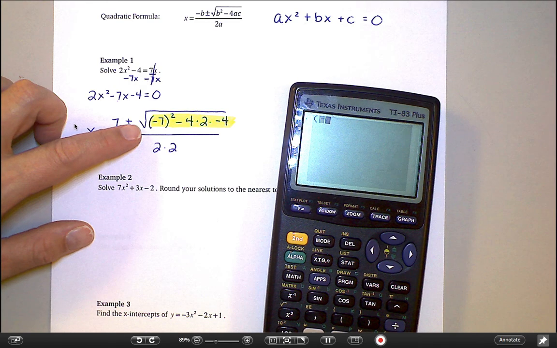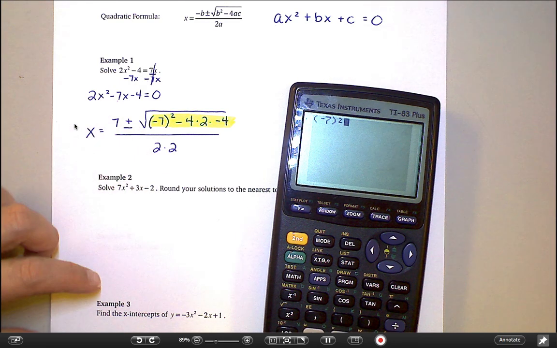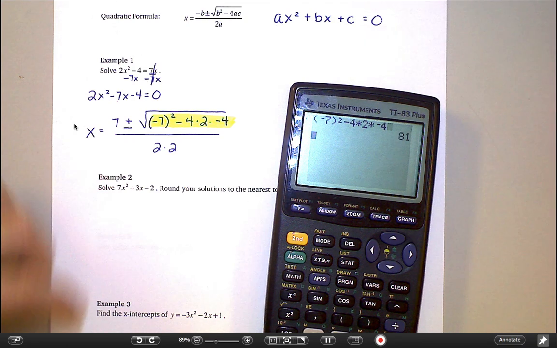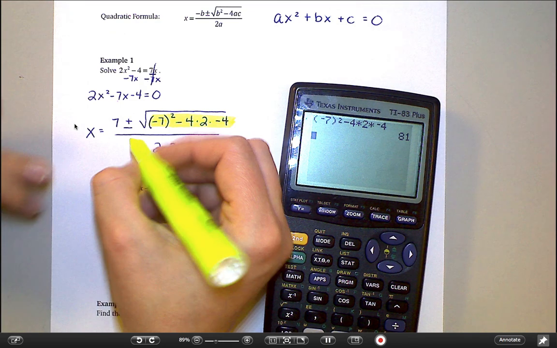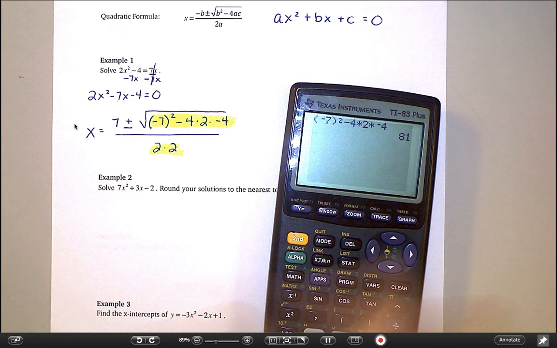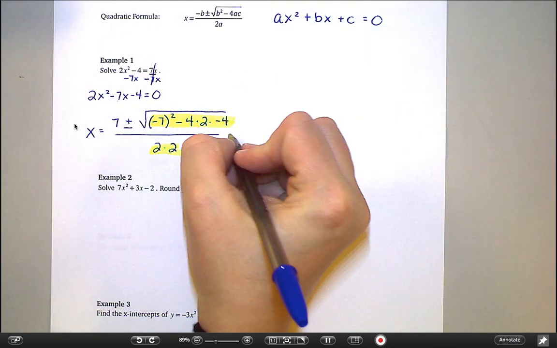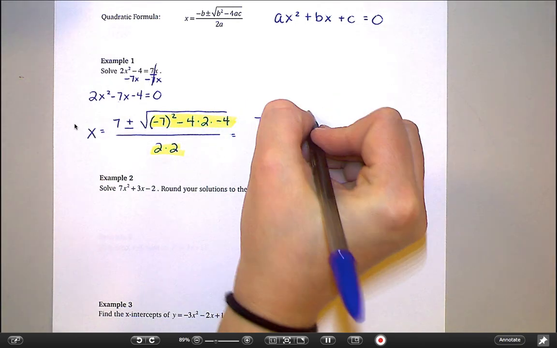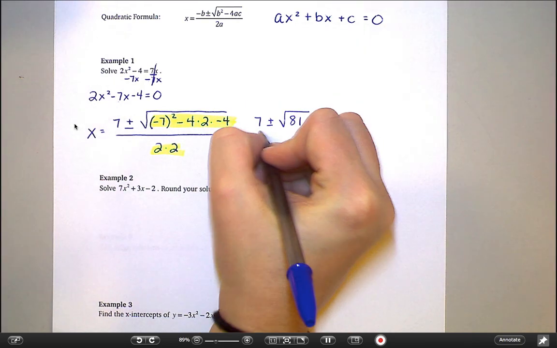So I'm going to go negative 7 squared minus 4 times 2 times negative 4. And I end up with 81. Okay? And at the same time, I'm going to go ahead and just do this 2 times 2 down here as well. Okay? So I can rewrite this now as 7 plus or minus the square root of 81 over 4.